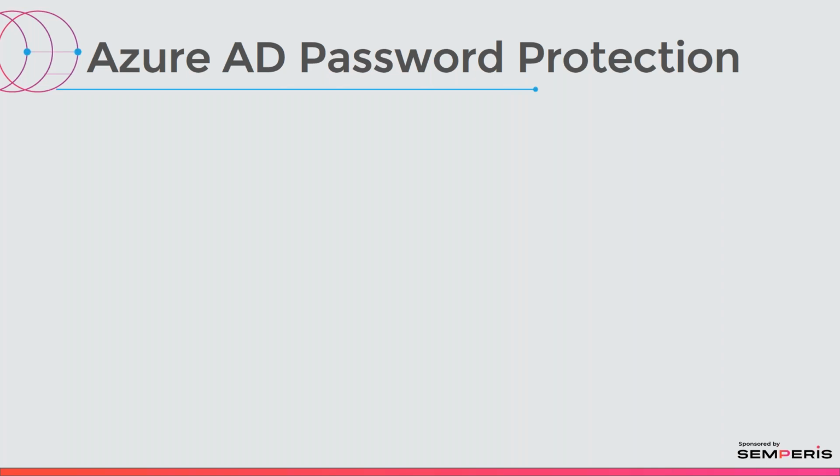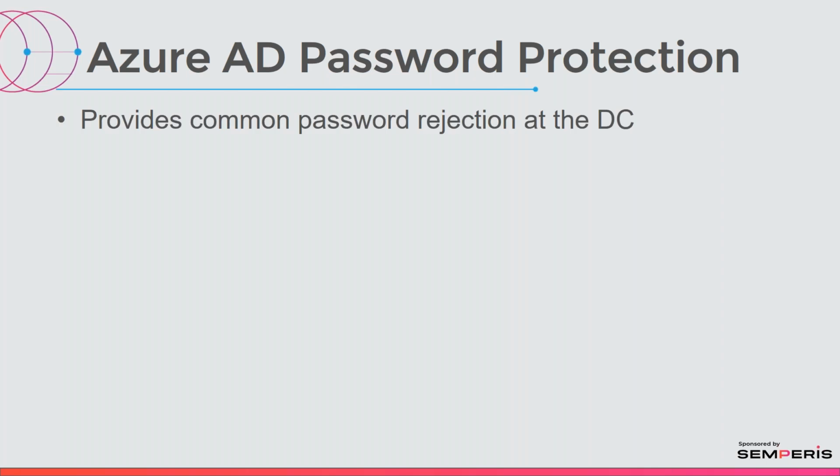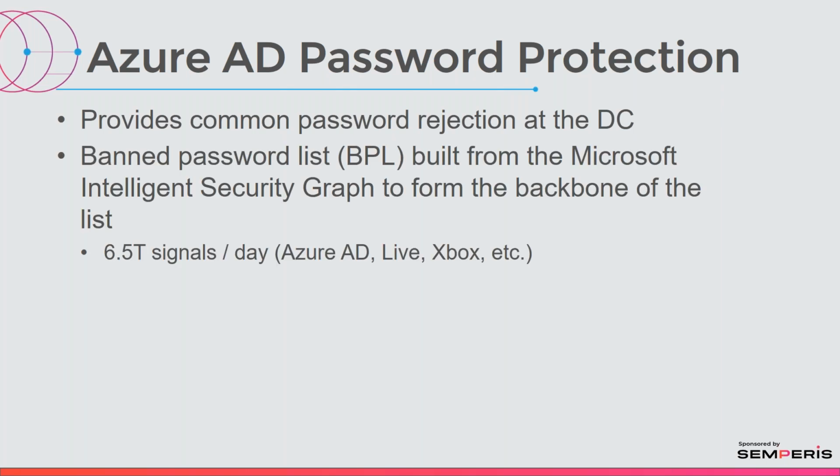So at a high level, what's it all about? Why should we care about this new capability that's in public preview right now? So first off, it provides common password rejection at the domain controller using the domain controller's own tools.